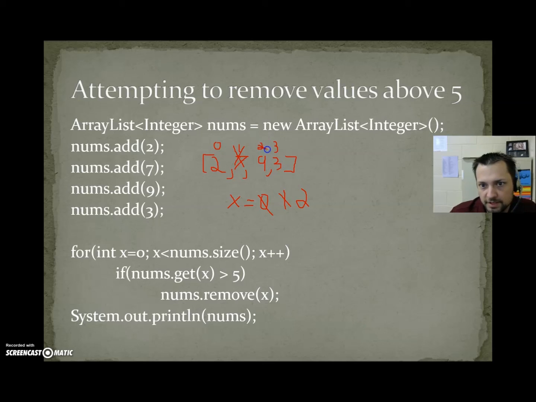But look, our index has changed when we caused that remove. 9 is now at 1, and 3 is at 2. Is the item at position 2 bigger than 5? Nope. When we go down here to print our list, our output is going to be 2, 9, 3. This loop failed to remove all the occurrences of all the numbers that are greater than 5. On a test, I will ask a question like this. Be ready for it.